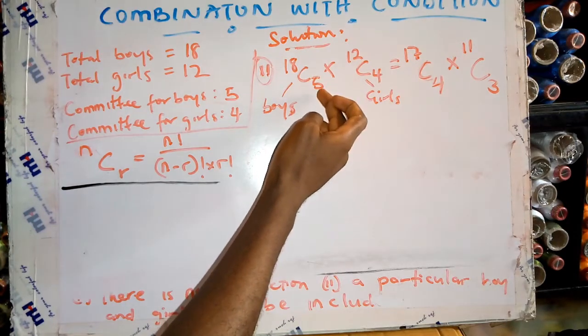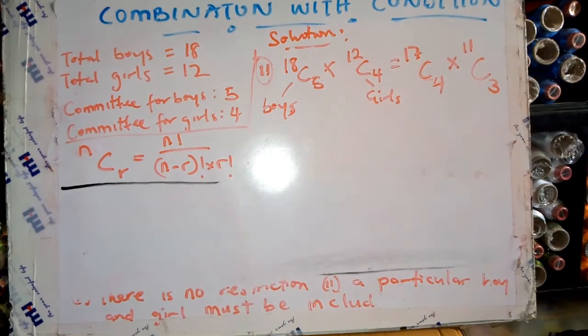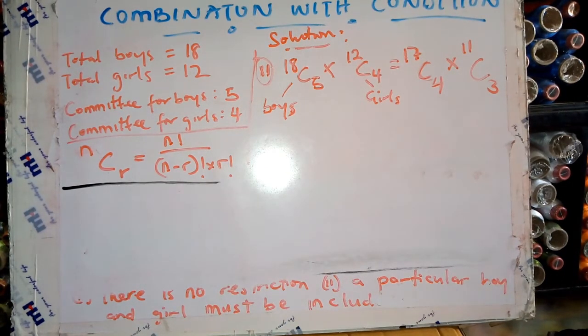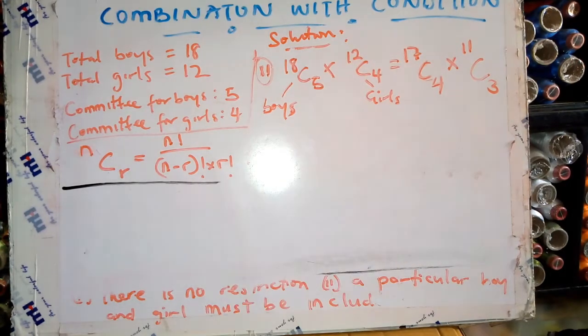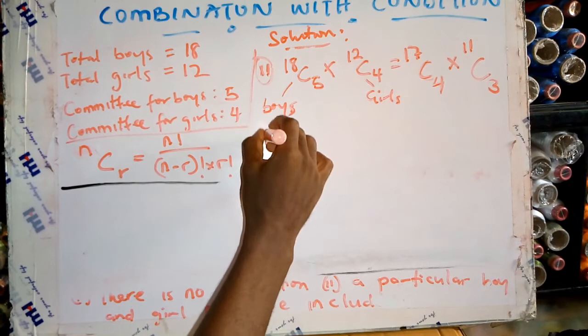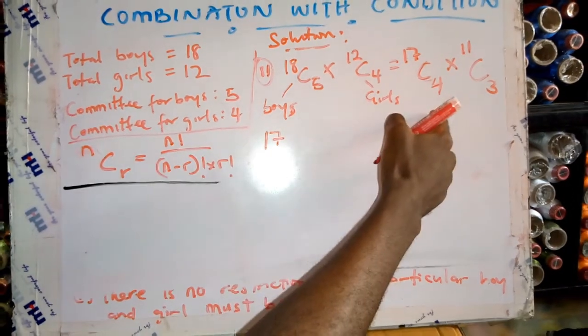Then we are also going to be having 5 minus 2. So with this explanation, I believe it should be clear now. If it's still not clear, just let me know in the comment section below and I'll attend to you. So now this is what we are going to work with, which is 17 combination 4.